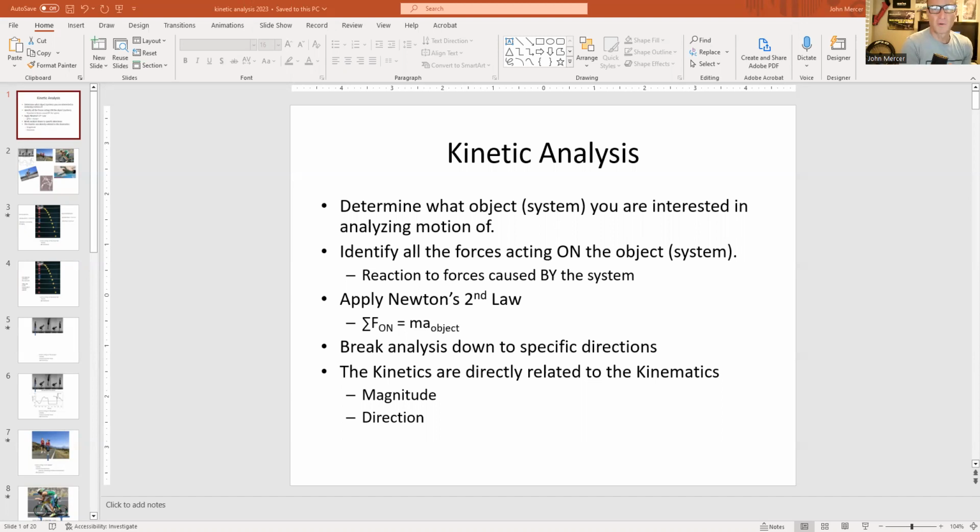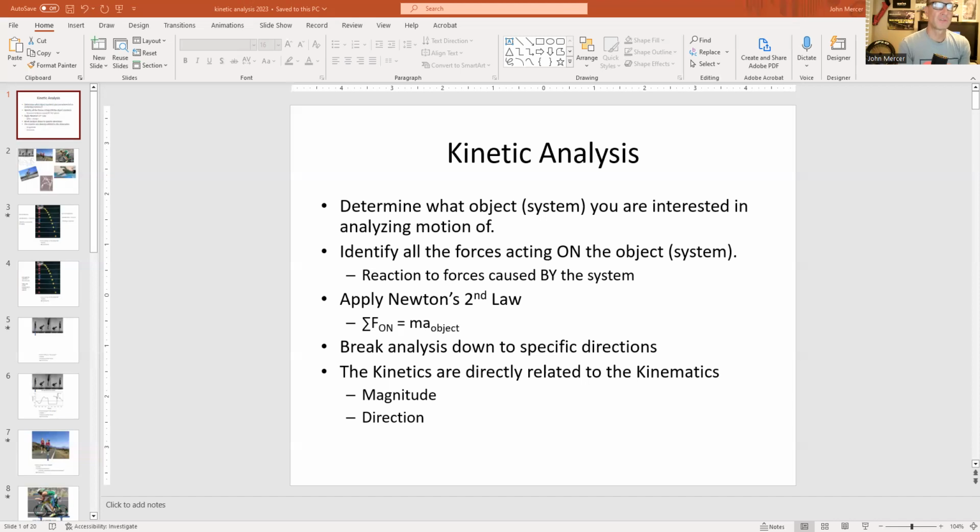Know that for every force acting on the object, there's an equal and opposite force created by the object. We're not going to concern ourselves with those forces in our kinetic analysis. We may ultimately be interested in those forces created by the object. But for our kinetic analysis, we're only going to be identifying forces acting on the object. Again, I'll explain this more as we go along.